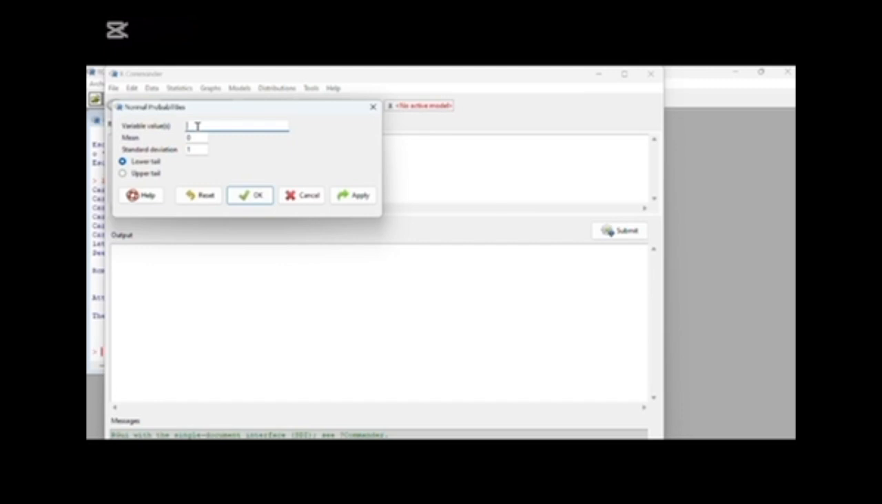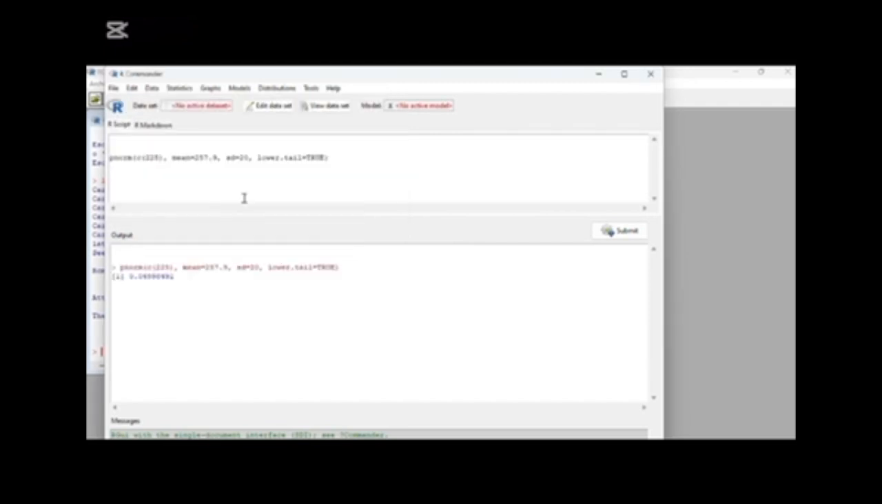The variable value is 225, while the mean is 257.9. This data all appears in the statement, and the standard deviation is 20, with the lower tail. As we can see, the result is approximately 0.05.